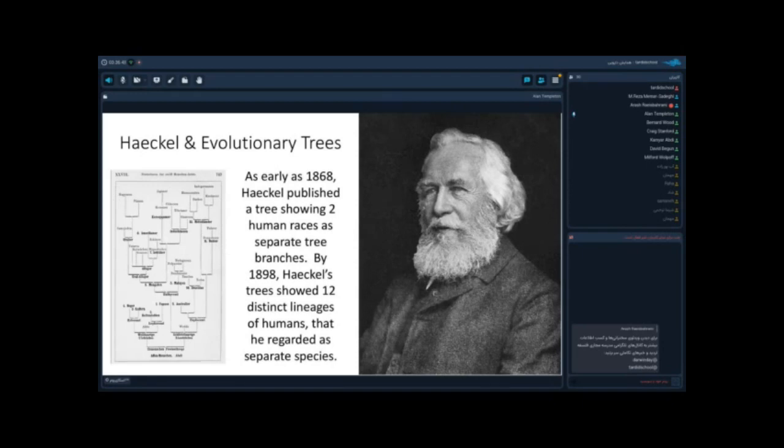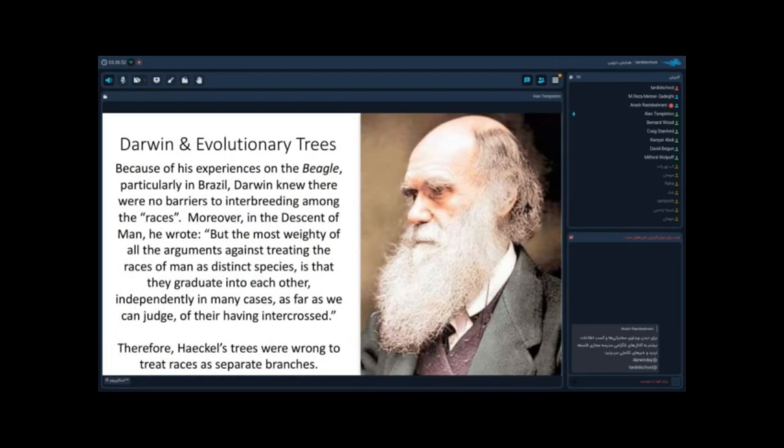Now, Darwin strongly objected to this, both in personal correspondence with Haeckel, but also when he wrote The Descent of Man. Darwin, particularly during his time in Brazil on his voyage of the Beagle, knew directly that there were no barriers to interbreeding among the races. And he said in The Descent of Man, going against Haeckel, quote, "But the most weighty of all the arguments against treating the races of man as distinct species is that they graduate into each other, independently in many cases, as far as we can judge of their having intercrossed." Therefore, he felt that Haeckel's trees were wrong to treat races as separate branches, and he expressed this directly to Haeckel in his correspondence.